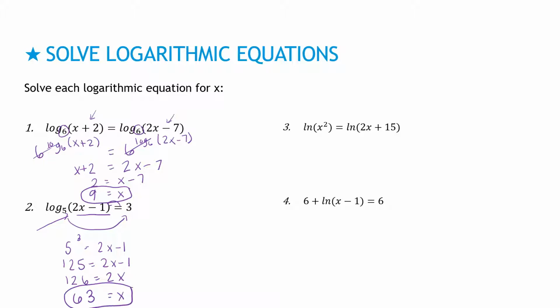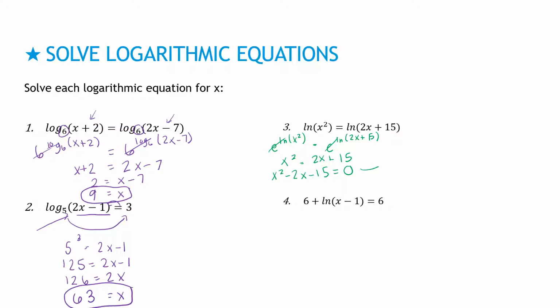Let's try question 3. Question 3, like question 1, except the base is e. So it's e to the natural log of x squared equals e to the natural log of 2x plus 15. Again, these guys are inverses, so I just end up with x squared equals 2x plus 15. This one is different than the first because I've got an x squared, so it's a quadratic. So instead of getting x by itself, I get everything to one side equal to 0.